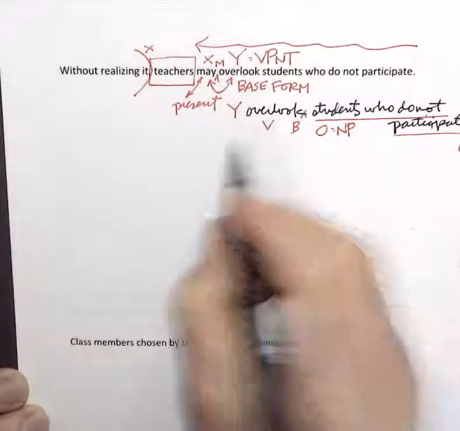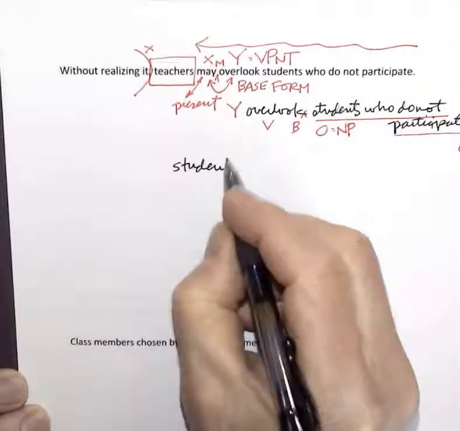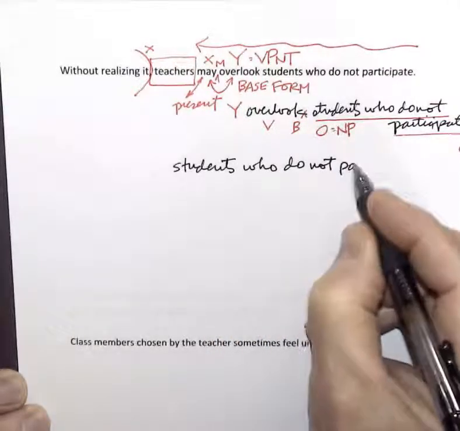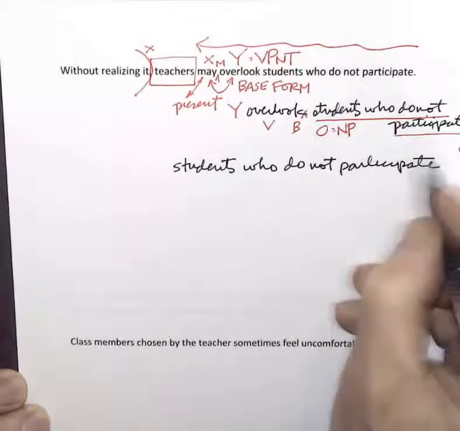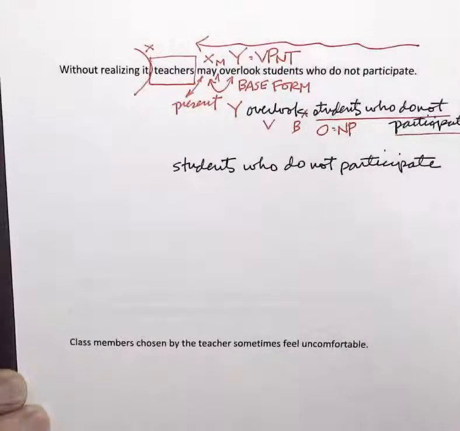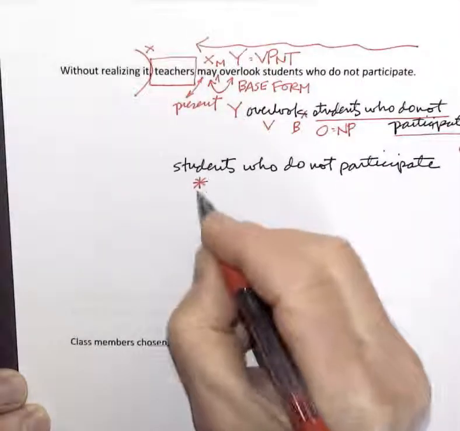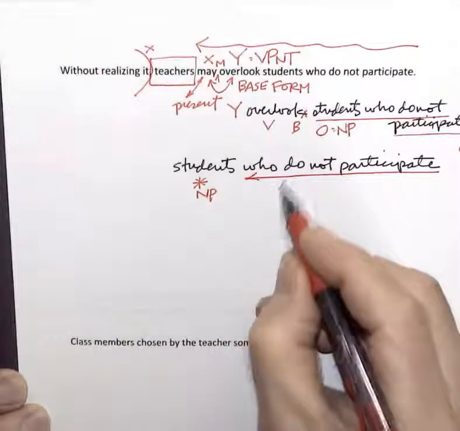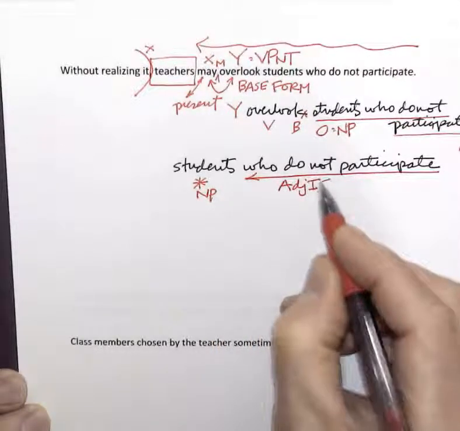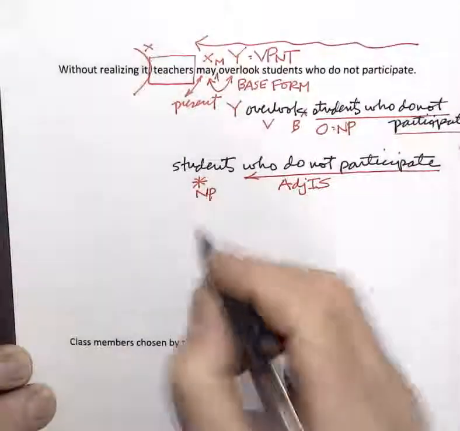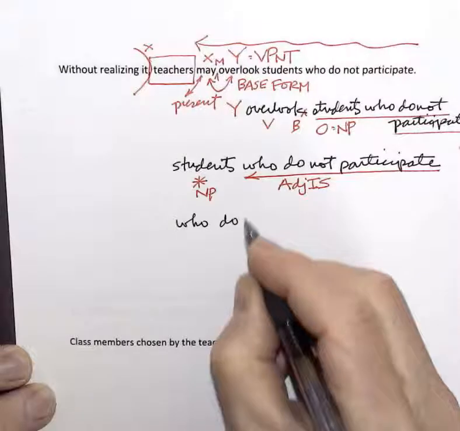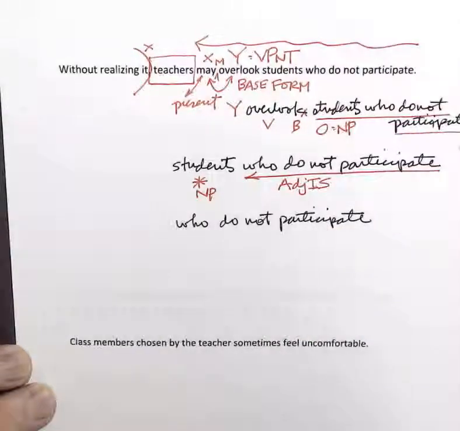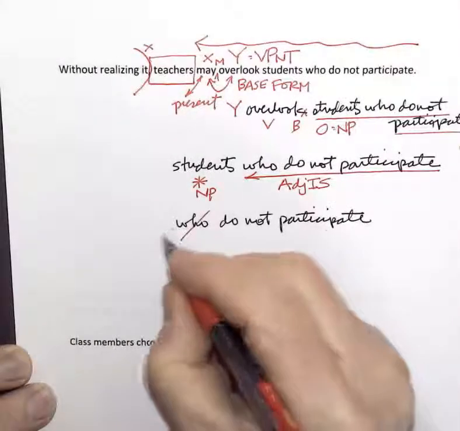Let's rewrite our noun phrase. Students who do not participate, and students is the head. That's our noun phrase. And the modifier who do not participate is an adjectival included sentence. So let's rewrite it. Who do not participate, and we'll cross off the includer.